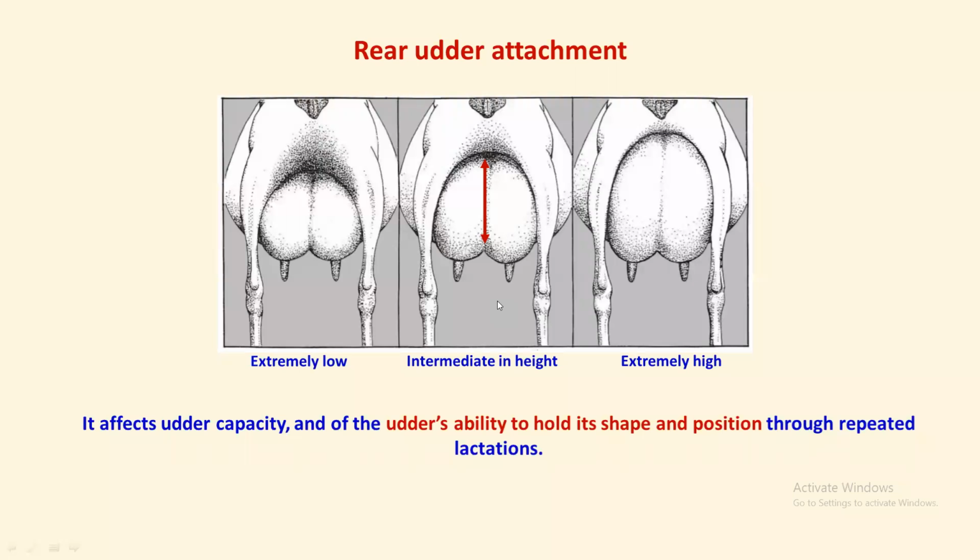Don't always allow the first animal; in all the pictures, I have kept it like this: the first picture will be the one which we cannot accept, the next is the intermediate one, and the last one is what we should go for. So the rear udder attachment should be extremely high, or intermediate high, and you can compare it with the extremely low, where the extremely low rear udder attachment will form an angle kind of thing in the rear view.